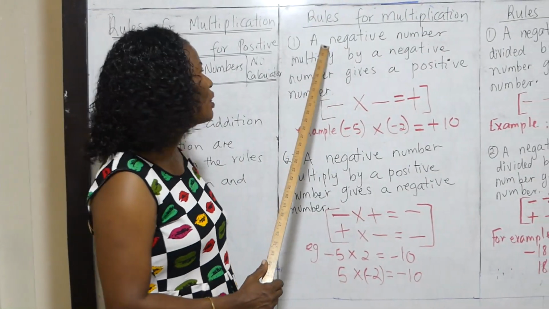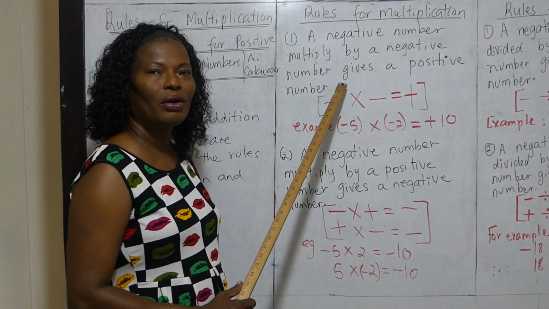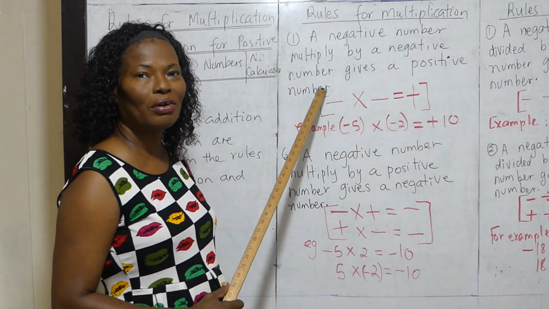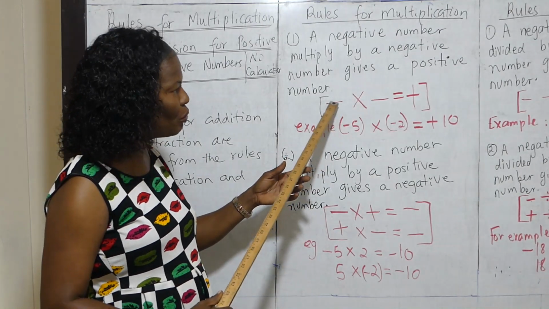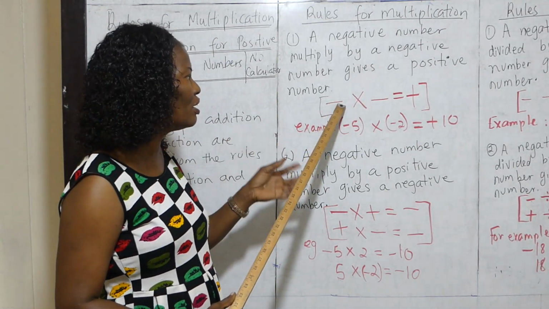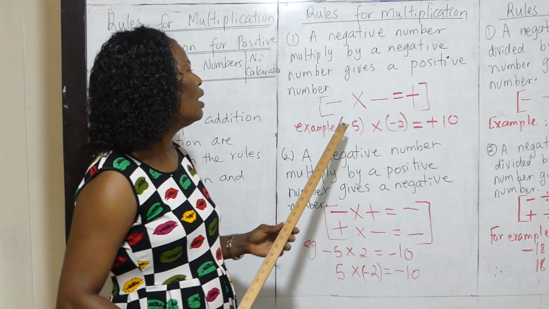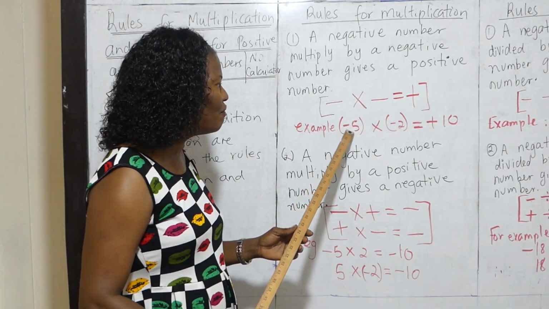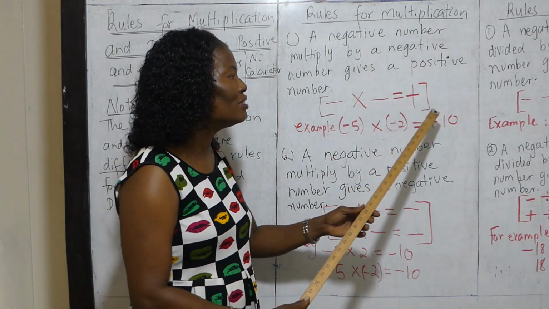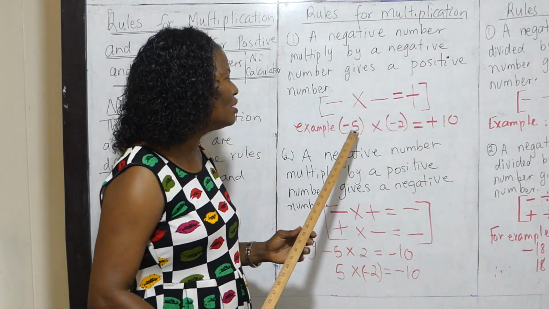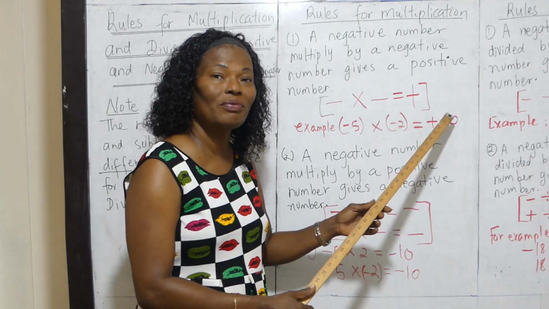Read with me. A negative number multiplied by a negative number gives a positive number. So I'm going to use a sign. Remember this minus sign here, really we're going to represent it as negative, a direction. So negative times negative is equal to positive. Example, negative 5 times a negative 2. We're multiplying two negatives. Our answer has to be positive. 5 times 2 is 10. So our final answer is a positive 10.